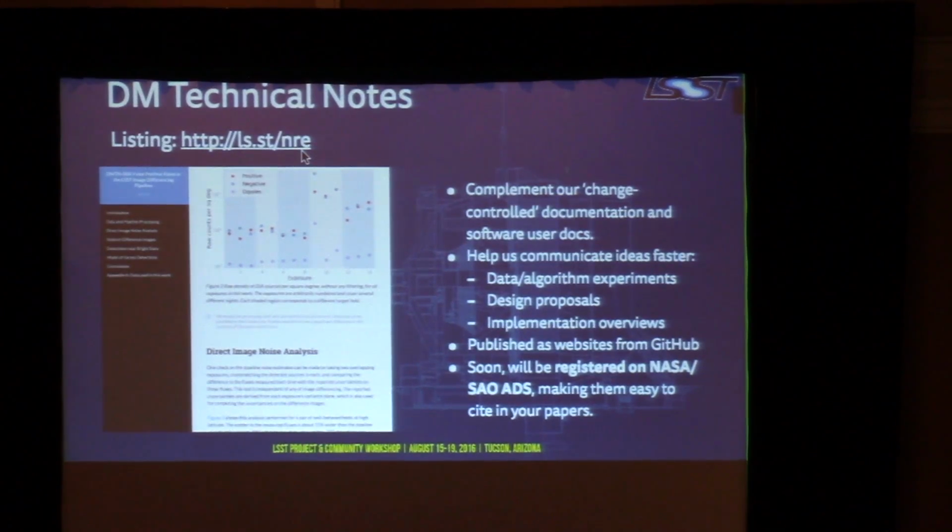And what these are is they're essentially short little papers to quickly communicate different experiments we're doing with data and algorithms, design proposals, implementation, details of back-end infrastructure. So things that aren't normally papers, we're just trying to quickly communicate these things both within our team and also to the community. And one of the really exciting things is that soon these will be listed on ADS. So if there's something that's relevant to your science, you'll actually be able to cite that directly from your paper. And I think that'll be really exciting for the future of astronomy literature.